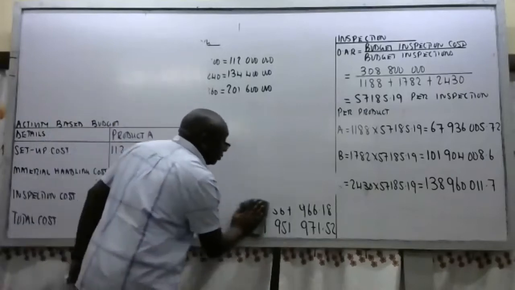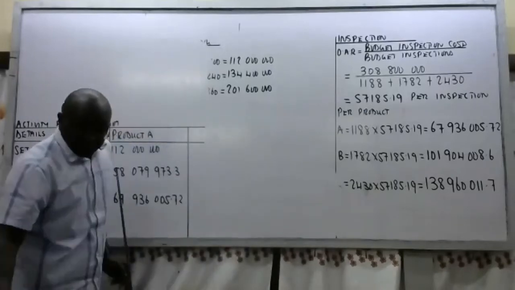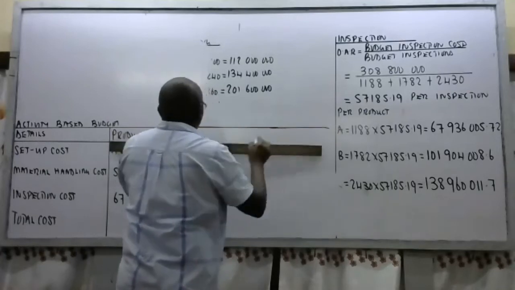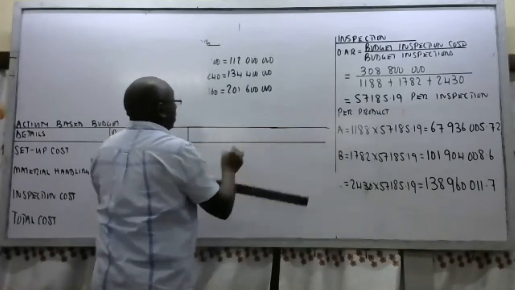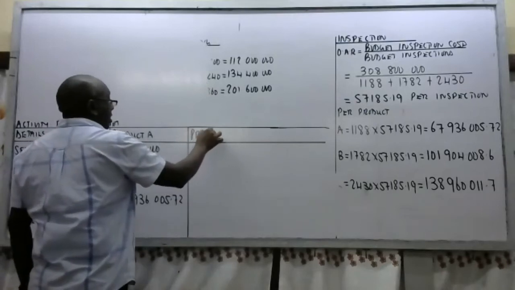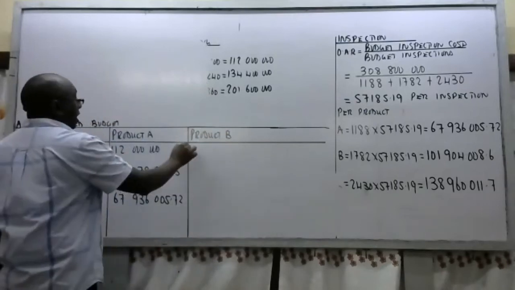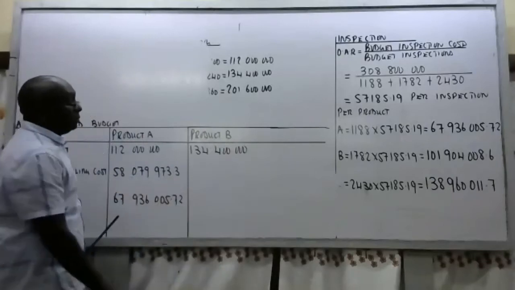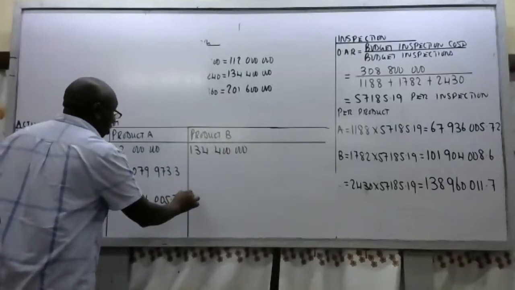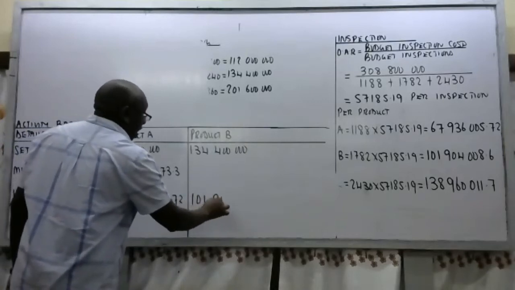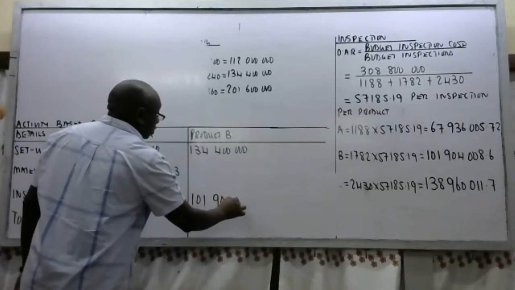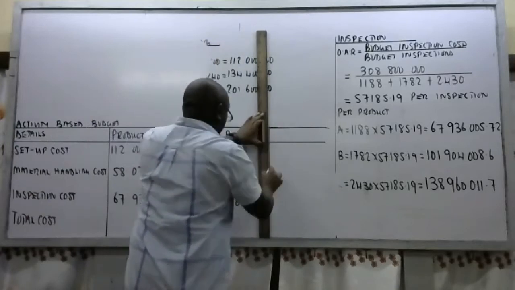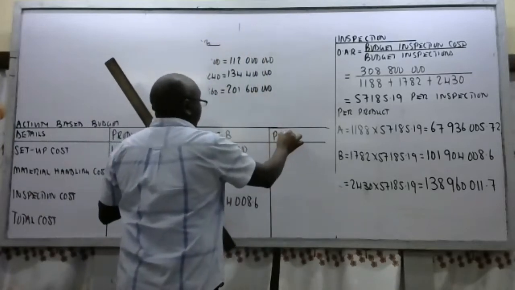You will fill in the rest on your own. Product B here has 134,400,000, and here it has 101,904,008.6. Then product C.